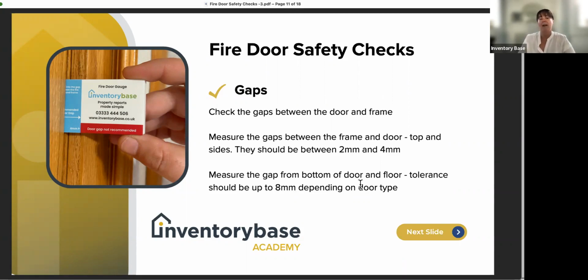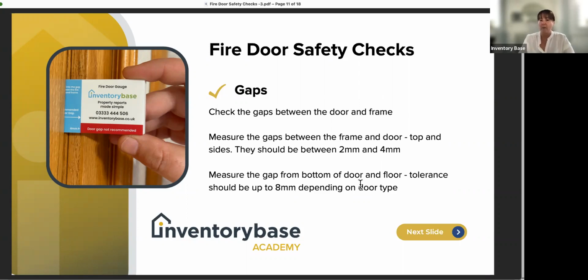So you can see in the picture there, Inventory Base has a door gauge where it can show you whether the door gap is within tolerance, or out of tolerance, or not recommended because it's too big, or actually it could be equally too narrow. And if it's too narrow, it could be that the door's not fitted well, and there might be gaps elsewhere around the frame. So maybe you've dropped to the hinge. So again, you need to be checking that, and again, recording that either via video or pictures within your report.